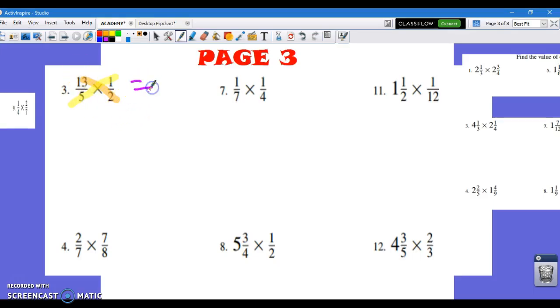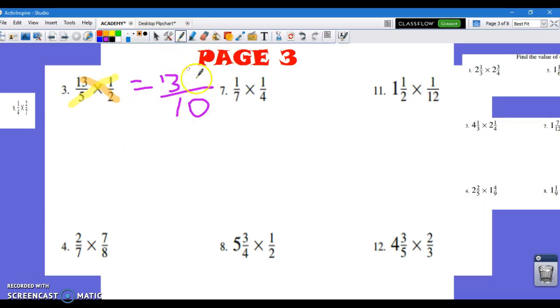Remember, we don't multiply diagonally, we actually do the multiplication straight across. Numerator to numerator, denominator to denominator. We only look diagonally to see if there are numbers that we can reduce. So 13 times 1 is 13. 5 times 2 is 10.